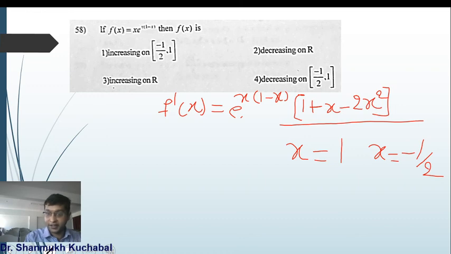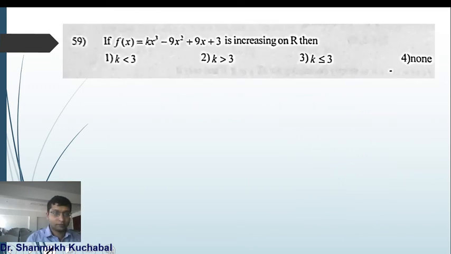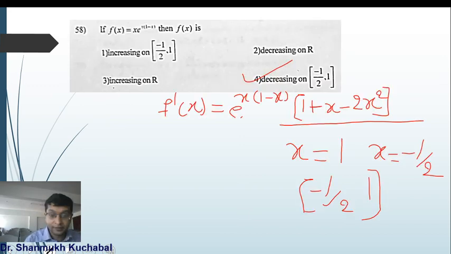The function is decreasing in this range, therefore minus half and 1. The function is decreasing. Therefore, yes, option 4 is the right answer. So like this we have to solve. Yes, you can take a screenshot of this.